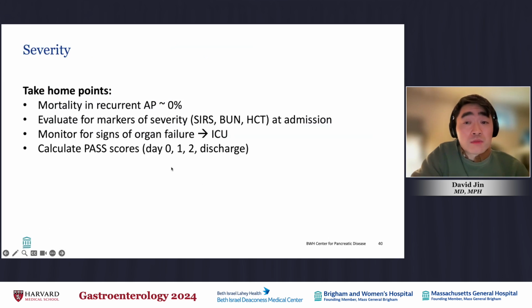So take-home points when it comes to severity. The mortality in recurrent acute pancreatitis is 0%. Nearly all mortality occurs with the first episode. You should evaluate for markers of severity at admission. These include SIRS and BUN, also hematocrit, which we didn't talk about. Should be monitoring for signs of organ failure, and if there's any suggestion of organ failure, these are patients who should be managed in the ICU. And PASS scores should be calculated, especially at admission within the first 1 or 2 days and potentially at discharge.